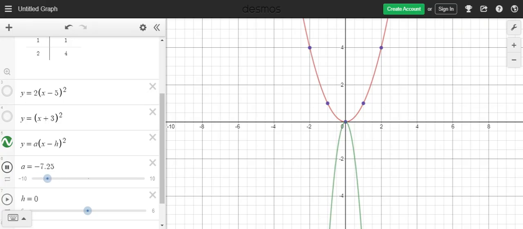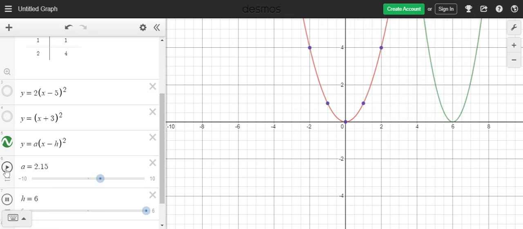So all sorts of stretches and compressions are happening right now. The parabola opens up and down as you see what's happening. So I'm going to stop this momentarily. All right, and now I'm going to play the h. I'm going to change the value of h. So right now the parabola is horizontally shifting to the left and right because the value of h is changing.